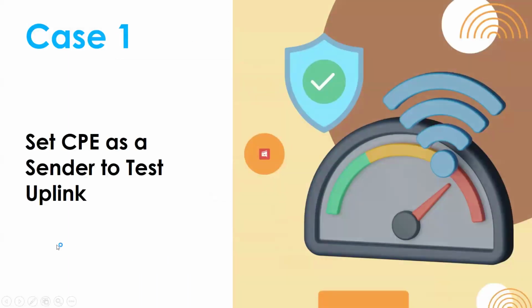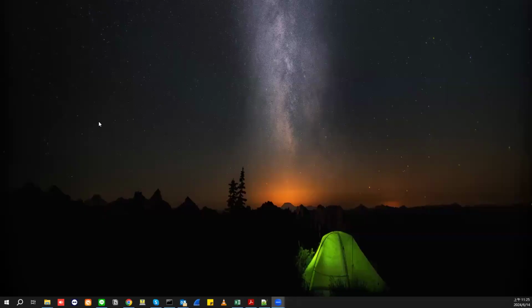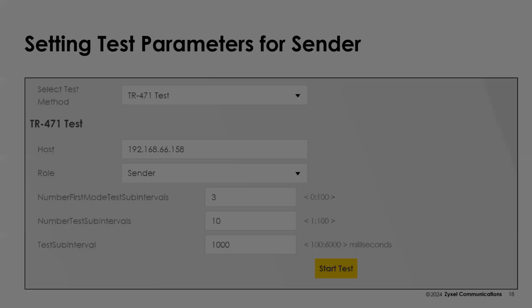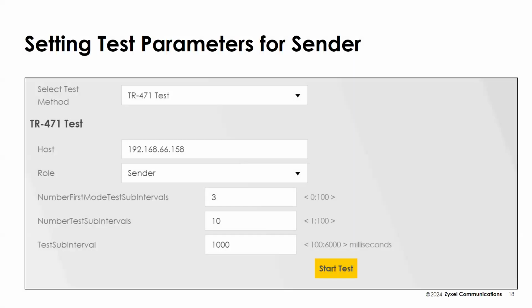Okay, so this is our first case. So what should we do if we want to set our CPE as a sender to perform an uplink test? Oh, sorry, my PowerPoint crashed again. Yeah, I don't know why, it always crashes. Microsoft, that's one. Okay, so I'll carry on.